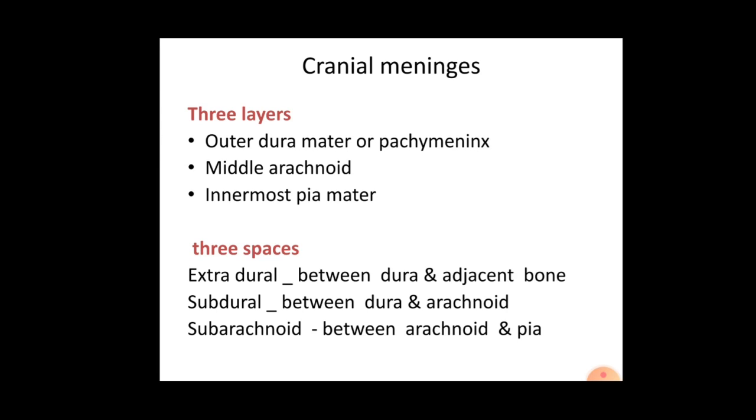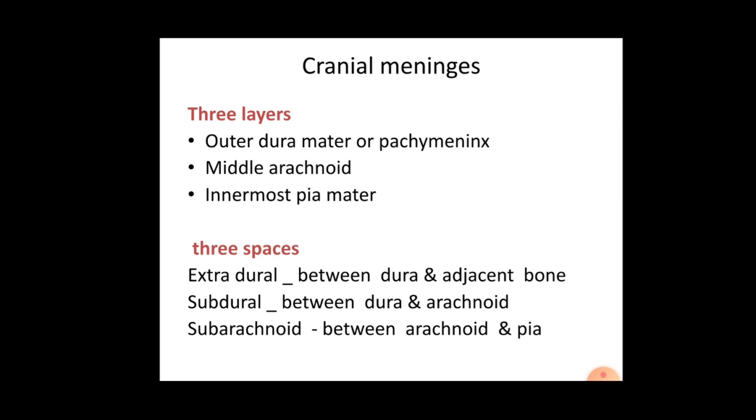You have three layers, and you have three spaces related to these layers. The first is the extradural or epidural space. That is the potential space between the dura and the adjacent bone. The hemorrhage which occurs in this area in pathological conditions is called extradural hemorrhage, and that is due to rupture of the meningeal vessels. The next space, between the dura and the arachnoid, is the subdural space. Sub means below, so it is below the dura.